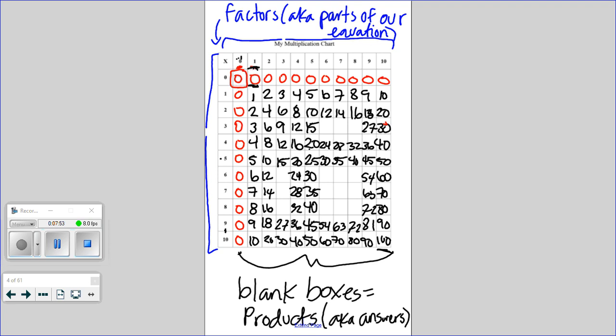3, 6, 9, 12, 15, 18, 21, 24, 27, 30. Now I'm going to go down. Build out all our 3s.